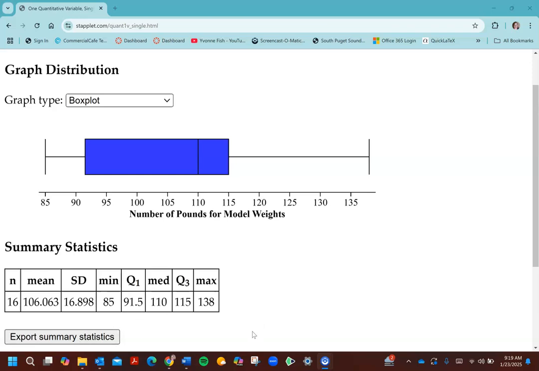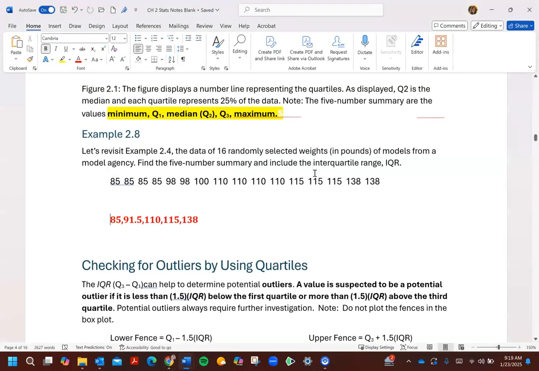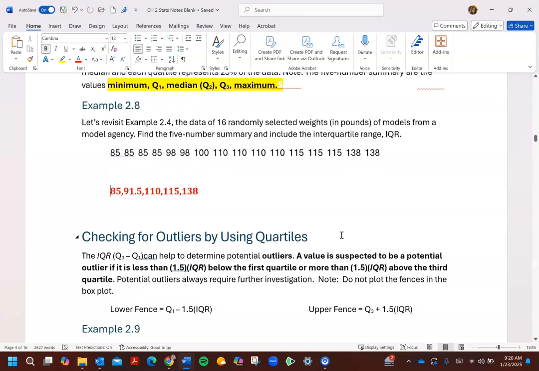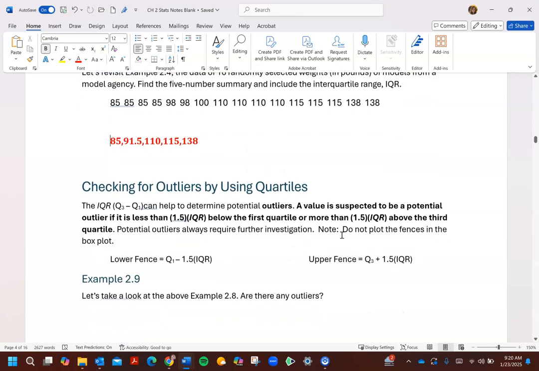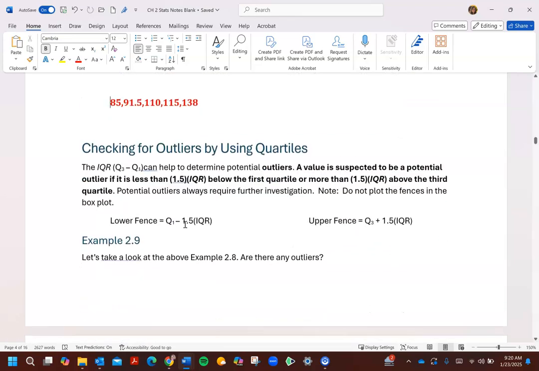Okay, so I'm just going to switch back over to the worksheet. For this problem, though, it doesn't ask for the full box plot to be drawn out, so we could just put our answer here and just write it down. The next part here, we're going to check for outliers. So we're going to use the quartiles to do that.